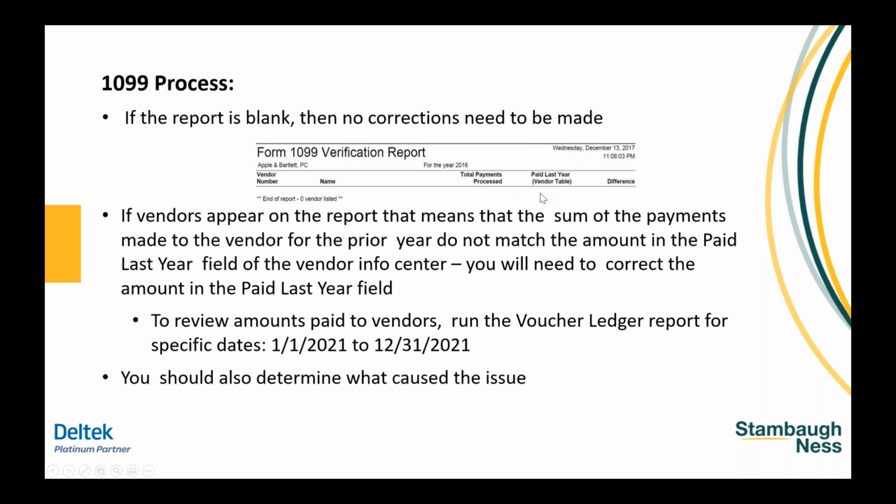If there's any discrepancies, you can look into it, you can run your voucher ledger, and determine which number is the correct number. And it could be something as simple as, I know some vendors, certain payments are part of a 1099, so you could make those adjustments. So it's really looking at your calendar year for 1099 purposes.